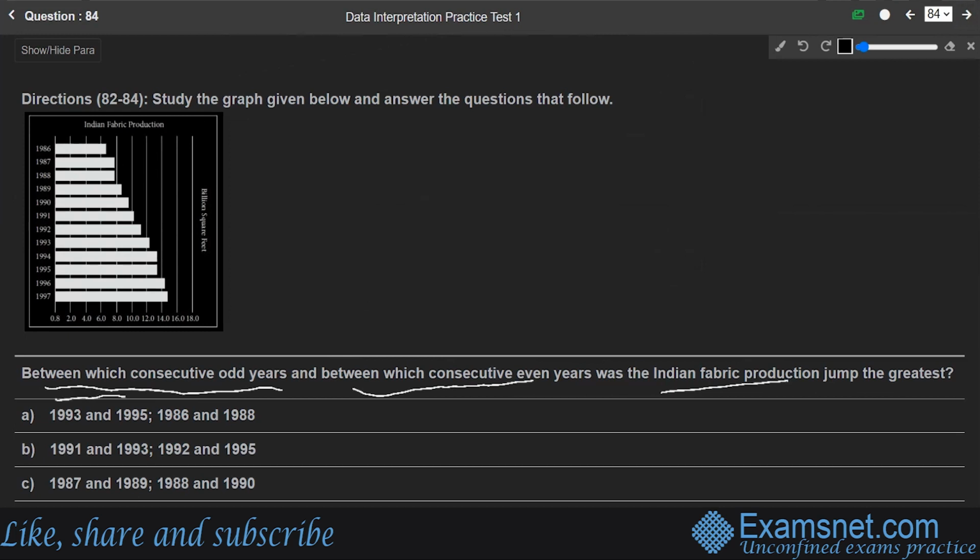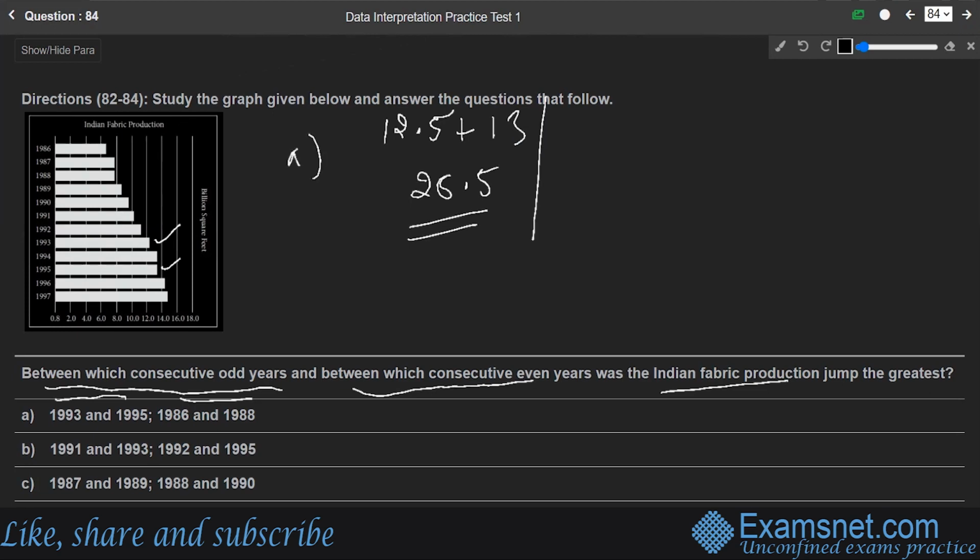First option is 93, 95 and 86, 88. Let us see the values. The value for 1993 can be approximated somewhere around 12.5. And for 1995, it was between 12 and 14, very close to 14. So let us approximate this to be 13. If we add them together, this comes out somewhere around 25.5. This is for the year 93 and 95, and this is for the odd years.